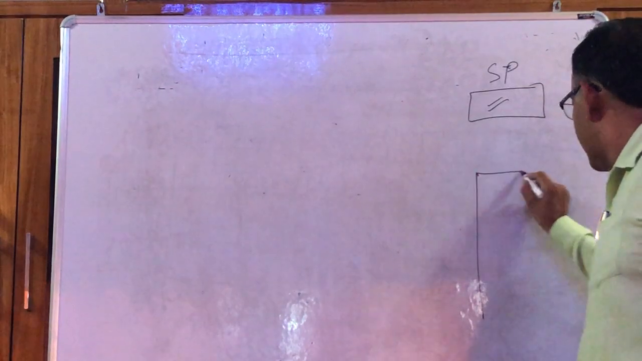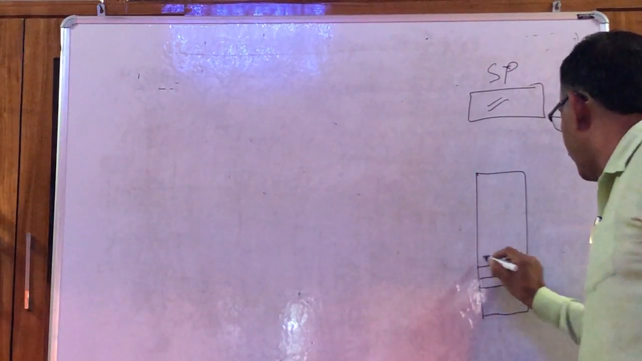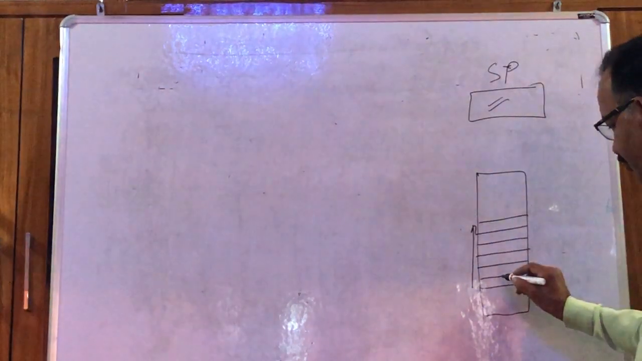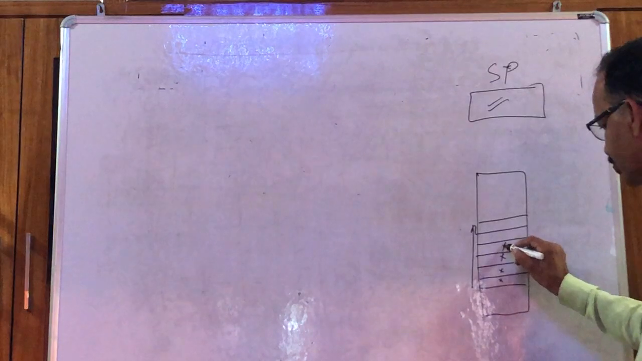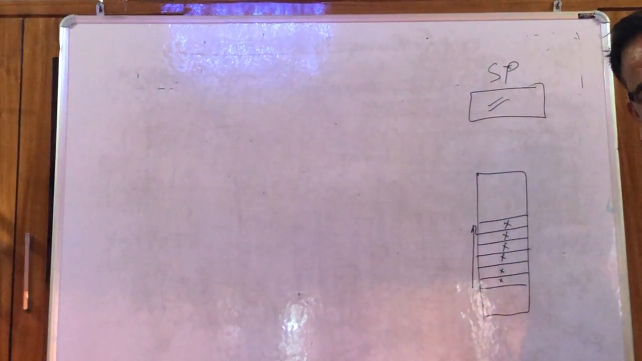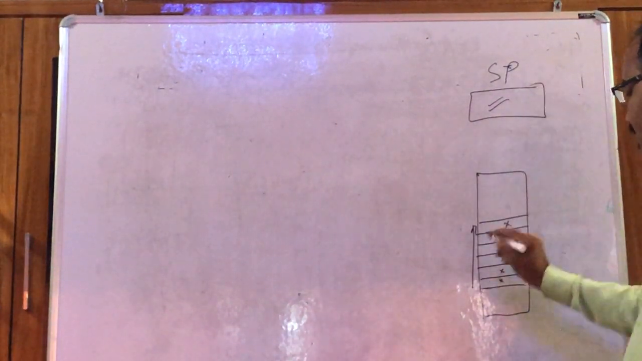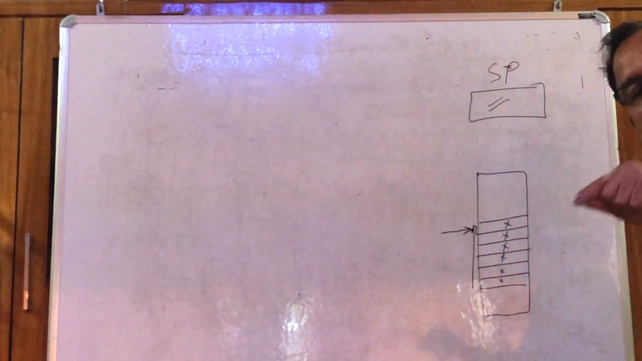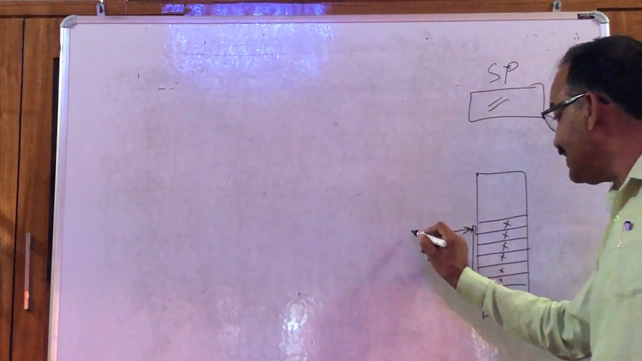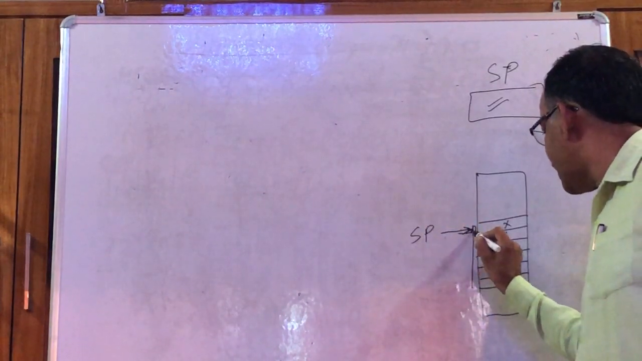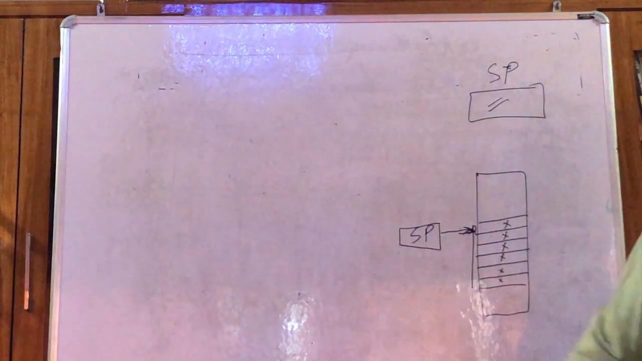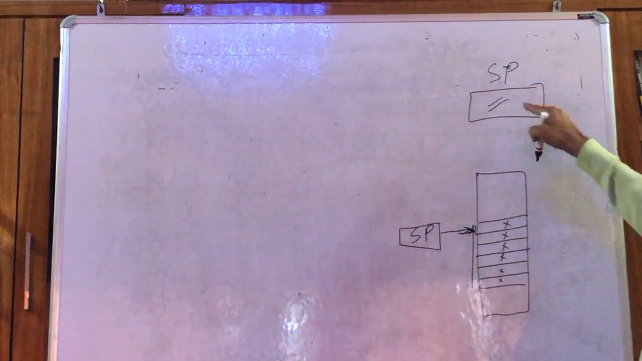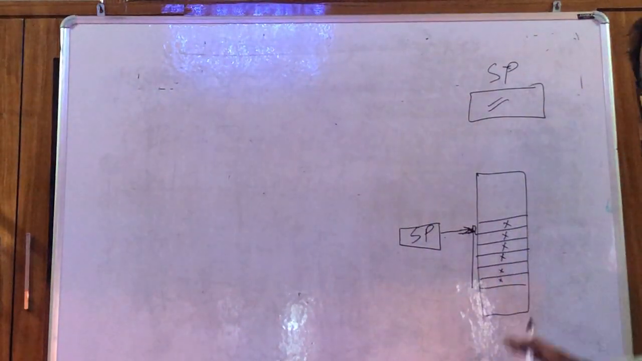That means the information will go on loading in this direction. First this one is filled, then this one will be filled, then this one, then this one, and so on. And the stack pointer holds the address of the top of the stack. It holds the address of the highest filled location. That means the address of this particular location will be stored by the stack pointer. It's termed as stack pointer, that means it points to the stack top. So it holds the stack top address of the stack memory.